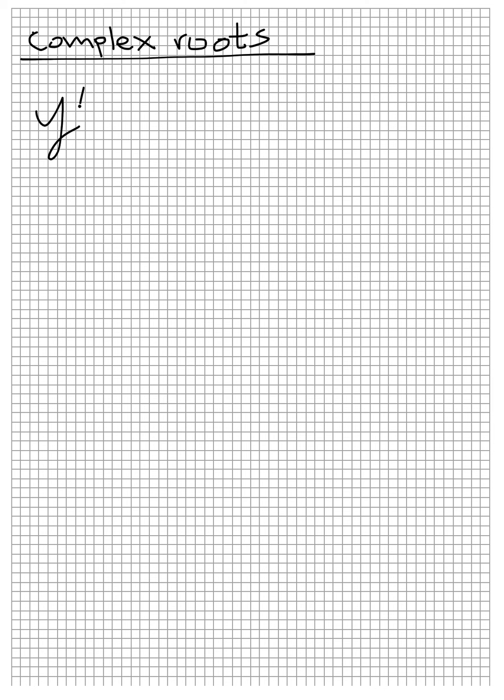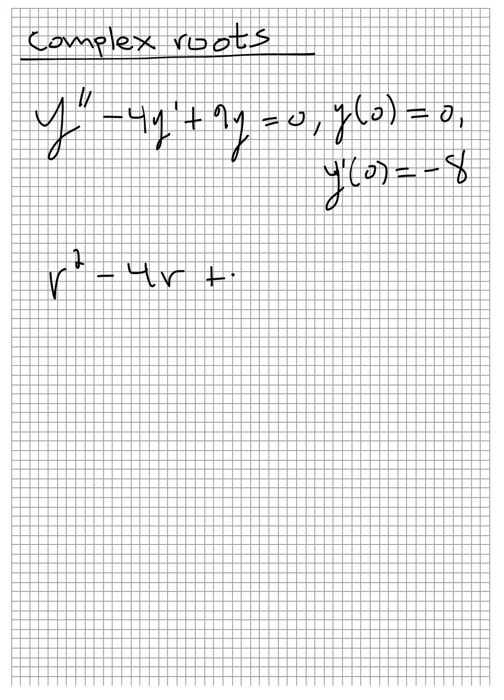So from your notes, you had this problem, y double prime minus 4y prime plus 9y equals 0. And we had the initial conditions that said y of 0 is equal to 0, and the other initial condition which said y prime of 0 is set equal to negative 8. Okay? So again, we find the characteristic equation like before. So it's going to be r squared minus 4r plus 9 is set equal to 0.